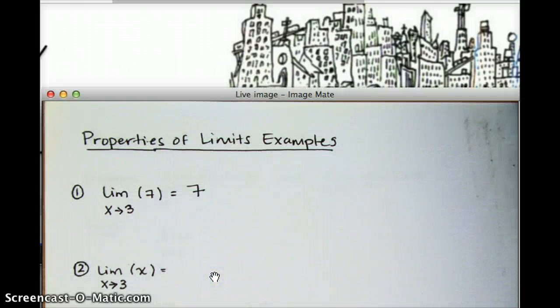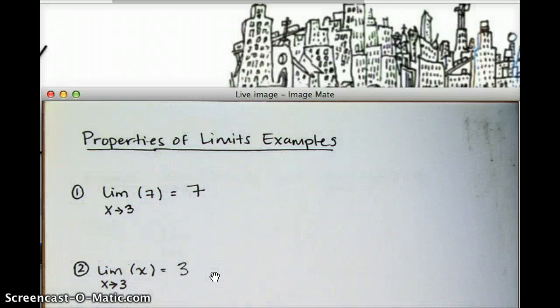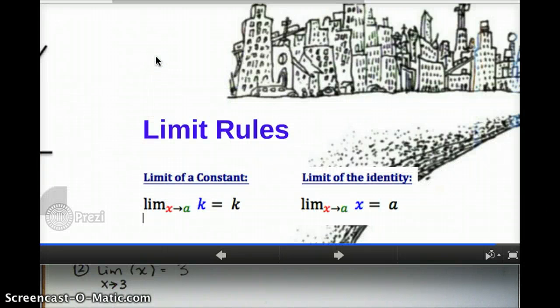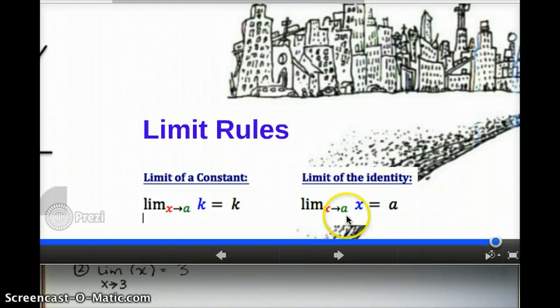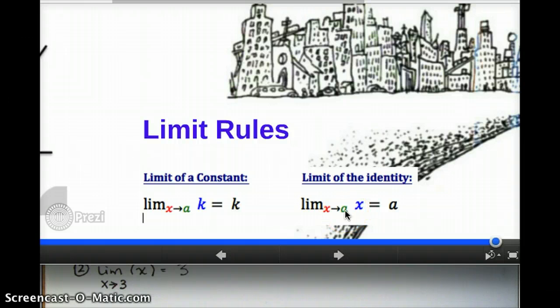This second one is the limit as x approaches 3 of x. What this limit is saying is, well, what happens to x as x gets close to 3? And it should be pretty obvious that x gets close to 3 as x gets close to 3. This second one is the limit of the identity. X is the identity function, a is 3. As x gets close to 3, the answer is the same thing as the a value.